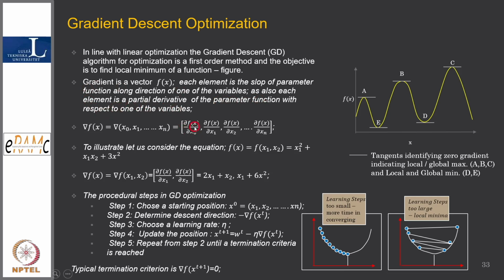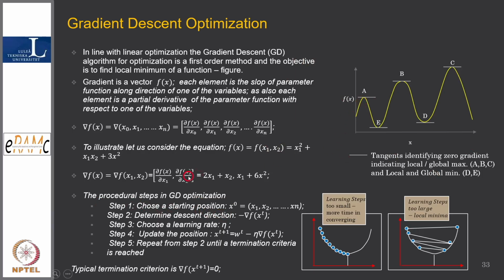You can say here we have each element x0, x1, they are partial derivatives, and this is a vector being defined. If we consider this equation and apply the second derivative and all that, you will find for this equation you have this solution. So what does it comprise? The procedure steps: choose a starting point x0. This figure I am showing for illustration.